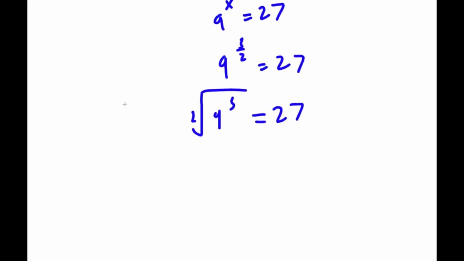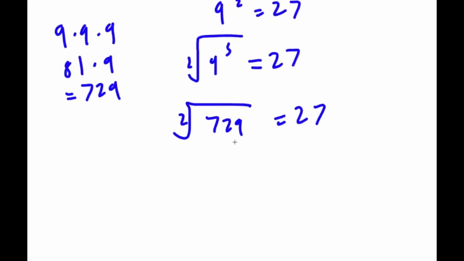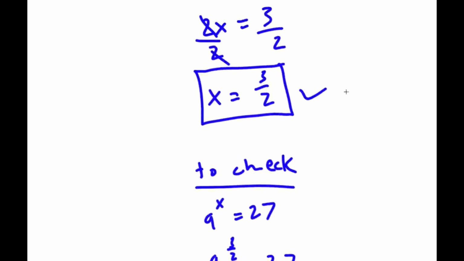Now 9 to the power of 3, well, that's 9 times 9 times 9. 9 times 9 is 81, so 81 times 9 is equal to 729. So now I have the square root of 729 is equal to 27, and the square root of 729 is 27. So 27 is equal to 27, because this is right, our solution is right.